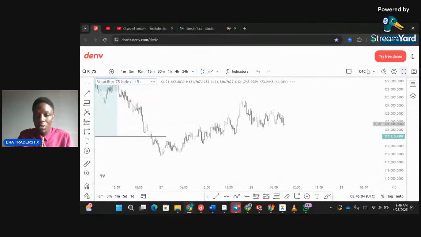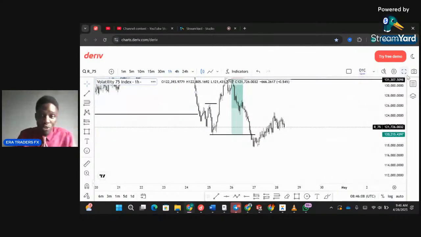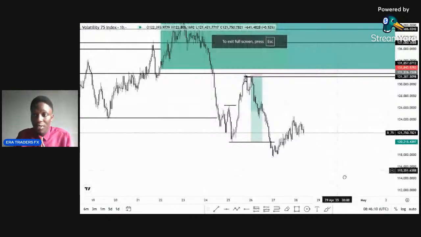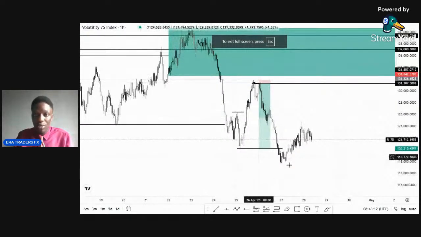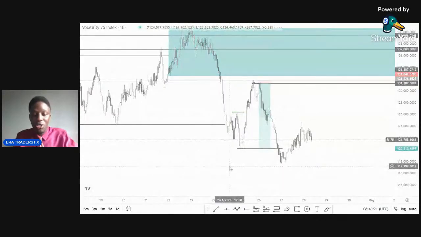So now what are we expecting for the current trade? Maybe you want to join the sell for V75. You can as well just wait for me. I've seen that this level will be taken out. This level will be taken out. The price will come back into this level. And let me just show you what I'm saying.